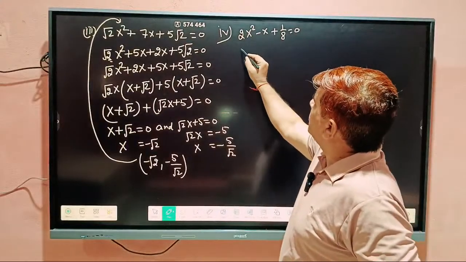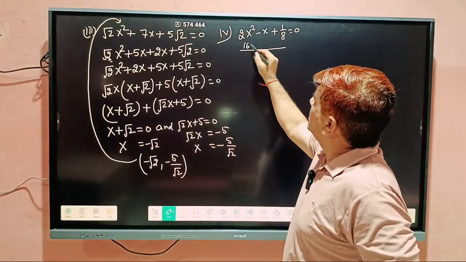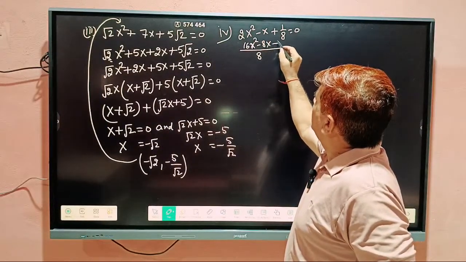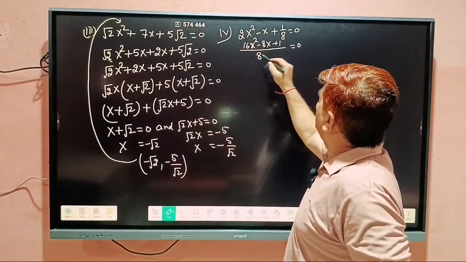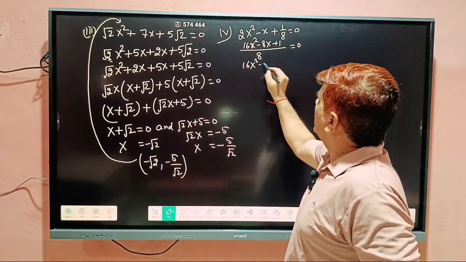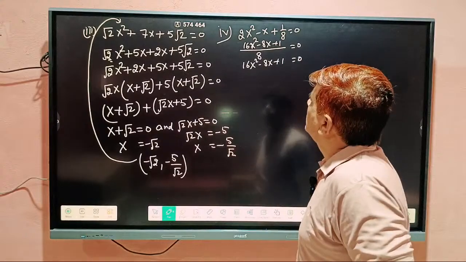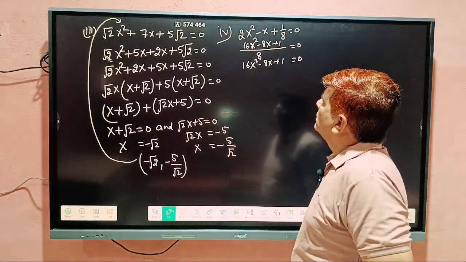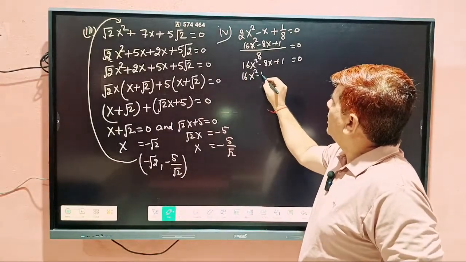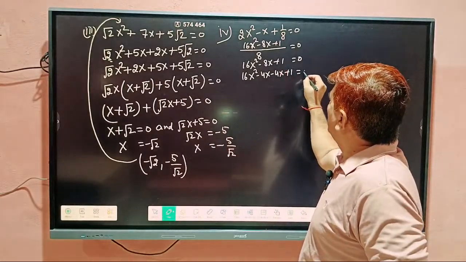So in this type of question, first take LCM. 8 is your LCM. 8 times 2 is 16. 16x square minus 8x plus 1 equal to 0. This transfer here becomes 0. Make factor. 16x square minus 4x minus 4x plus 1 equal to 0.